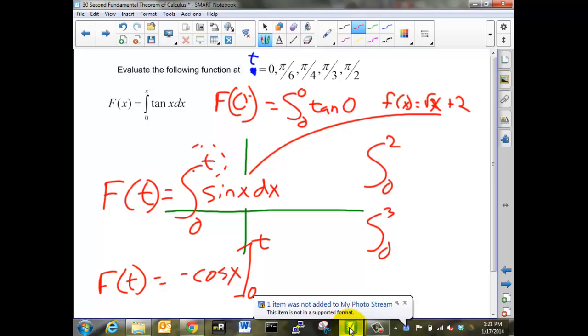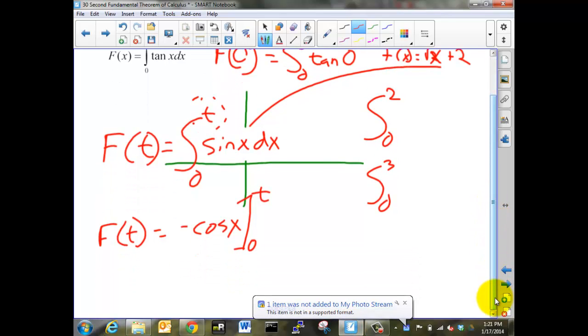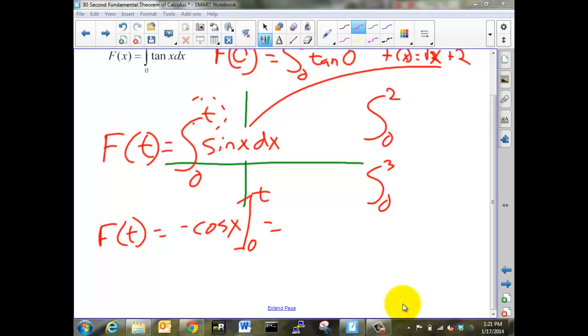Agreed? Well, can we evaluate it at 0 and t? What happens when we put t in there? Well, we can just put the letter t in there to begin with, can't we? We put in the top minus negative cosine of 0. Can anybody tell me what the cosine of 0 is? 1. So this becomes minus cosine of t plus 1.